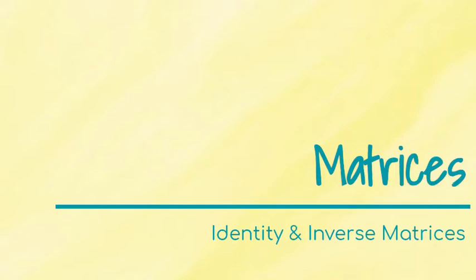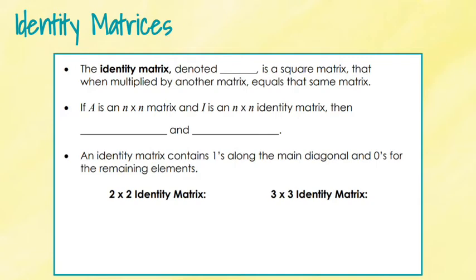Today's video is going to be about the identity matrices and inverse matrices. So the identity matrix, denoted by I, is a square matrix that when multiplied by another matrix equals that same matrix. So if A is an n by n matrix and I is an n by n identity matrix, then A times I equals A, and I times A equals A.